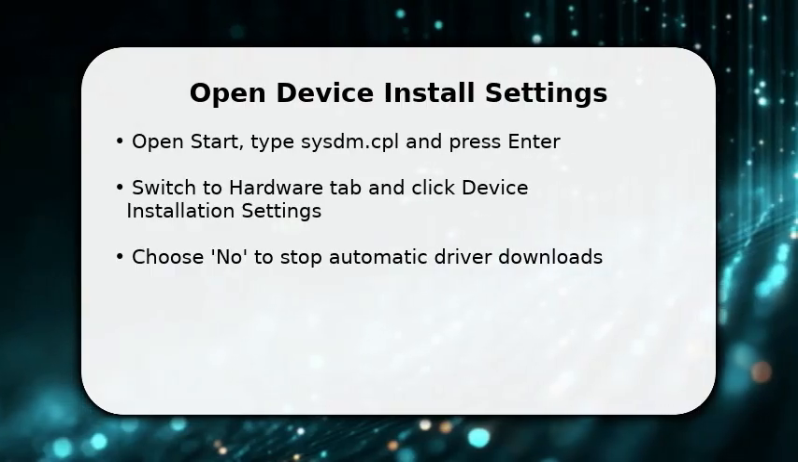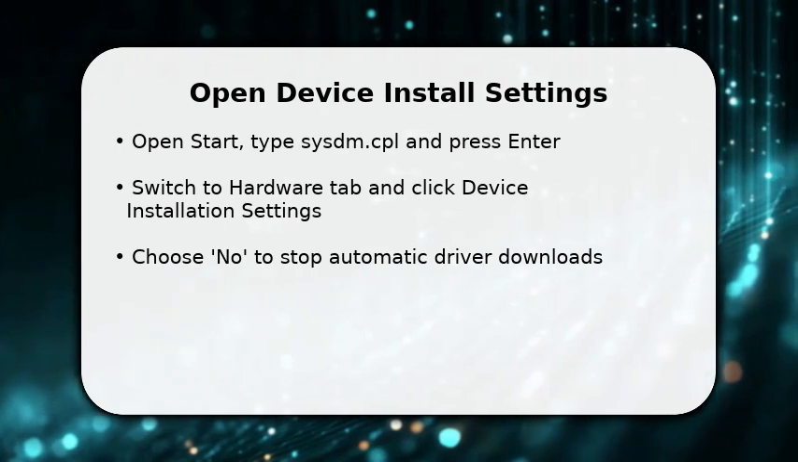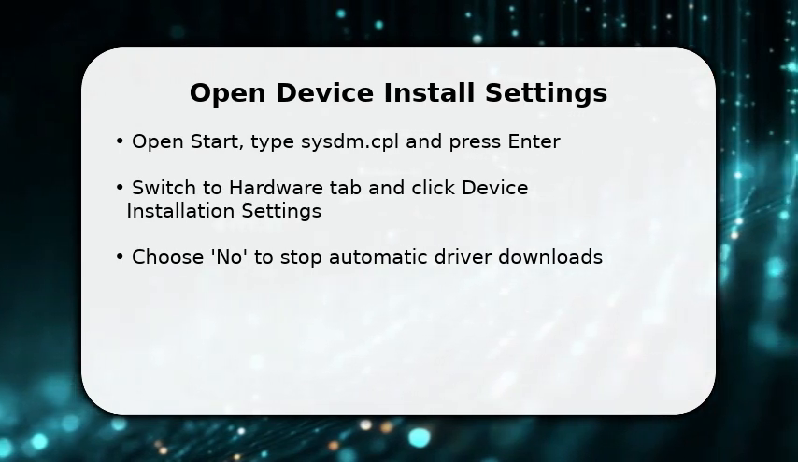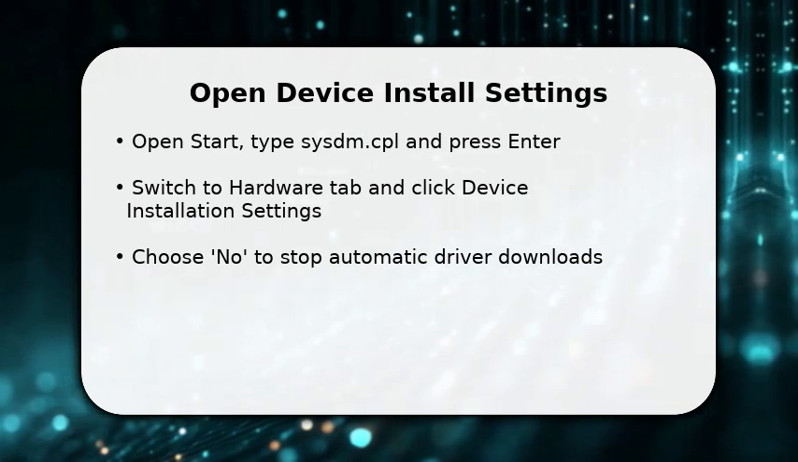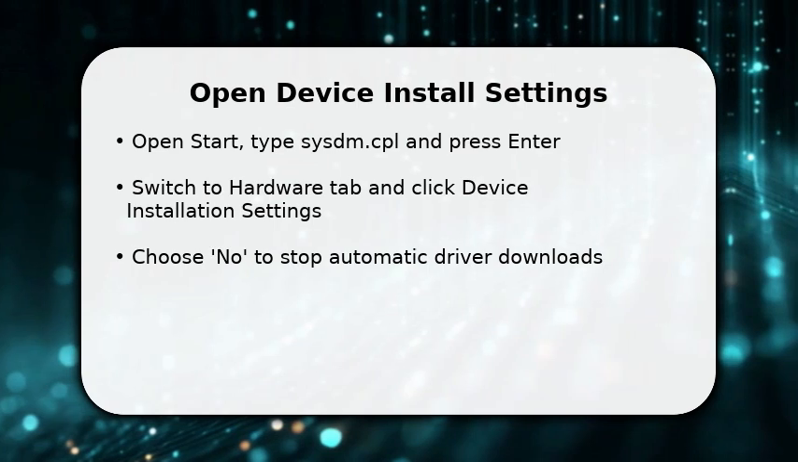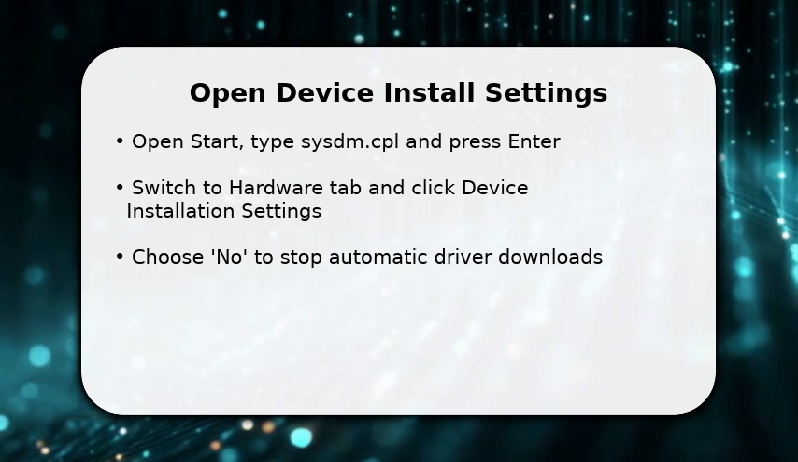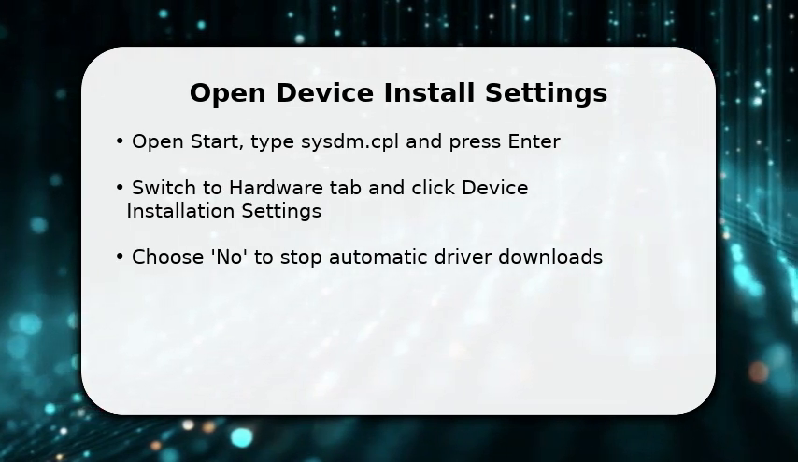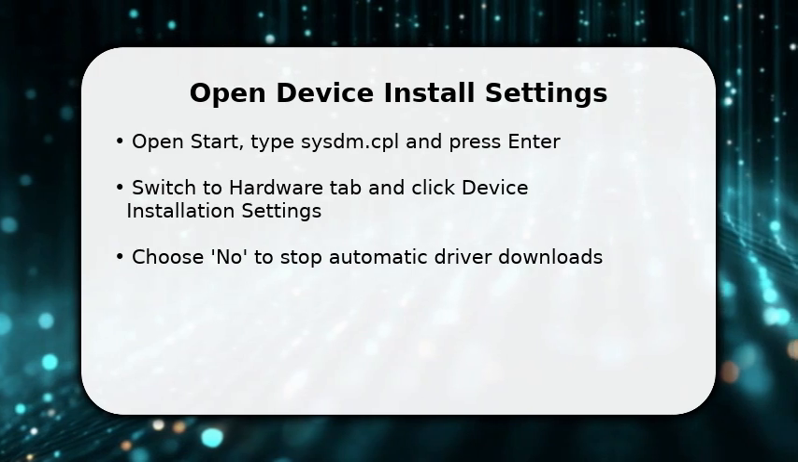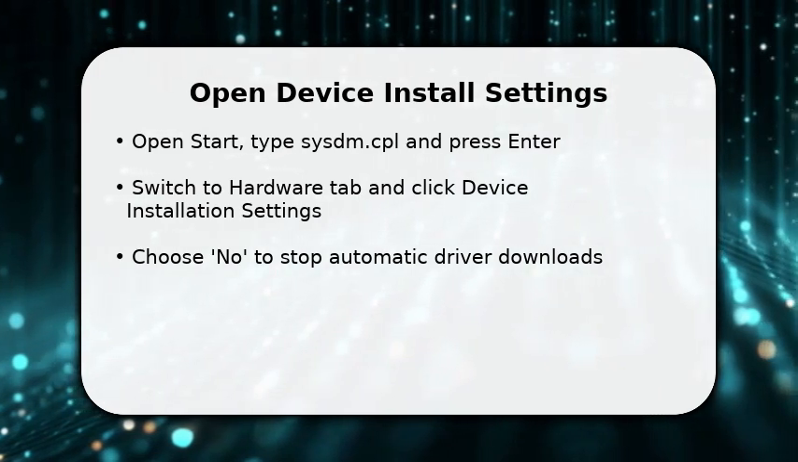You'll start inside System Properties so you can stop Windows from fetching drivers automatically. Open Start, type sysdm.cpl and hit Enter. Once the window appears, switch to the Hardware tab and click Device Installation Settings. Choose No because you want Windows to stop replacing drivers without your approval. This prevents sudden driver replacements after plug-and-play changes.